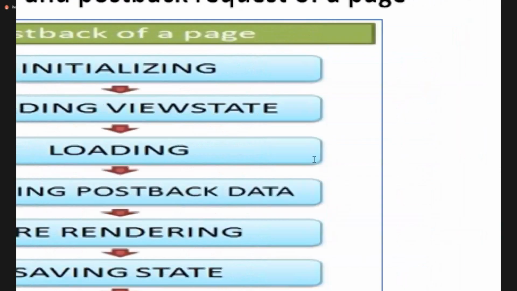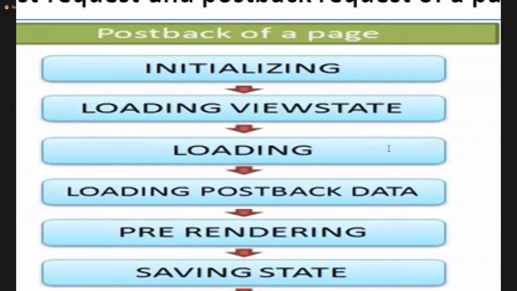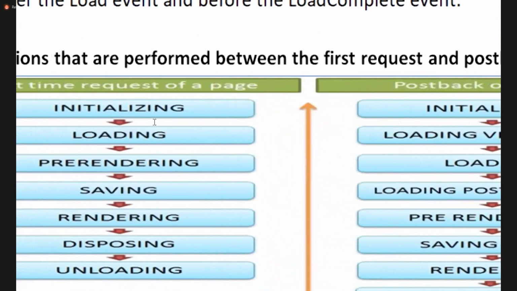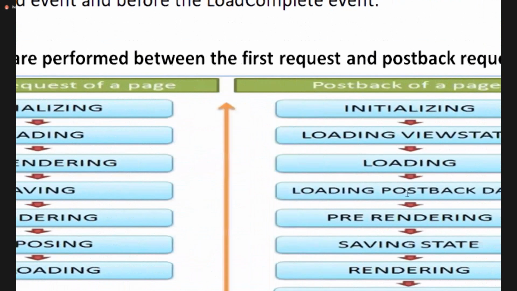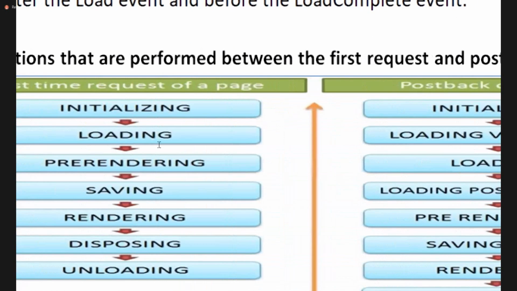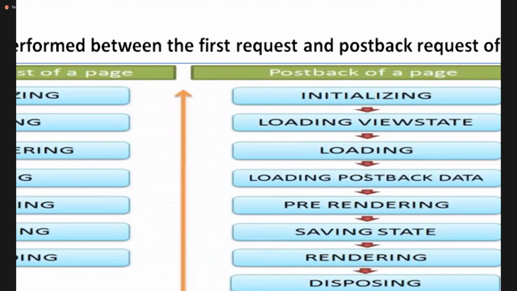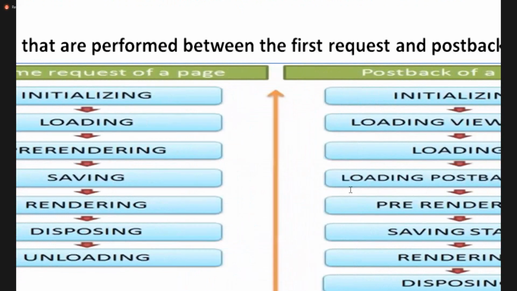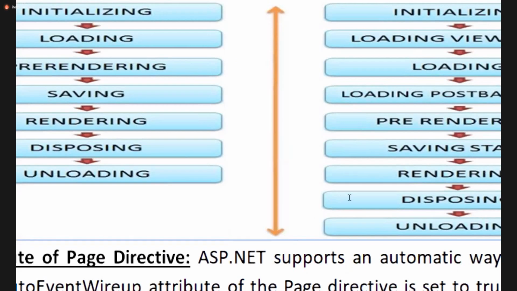Next, we have one more thing: loading postback data. Loading the postback data also will be present. On the other side, we don't have loading view state, and loading postback data won't be there. Why? The first request doesn't have view state and doesn't have postback. Next, pre-rendering, here also pre-rendering. Next, saving state of the values. Next, rendering. Here also, disposing, unload.